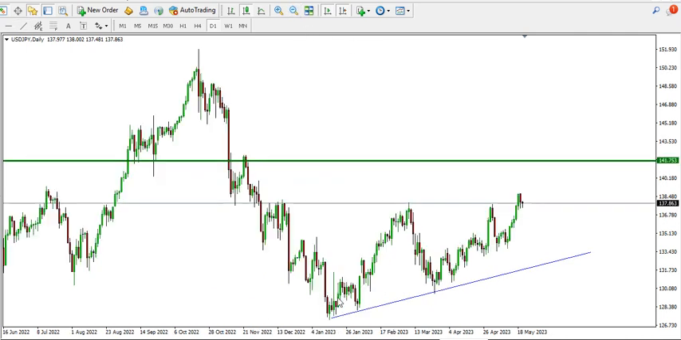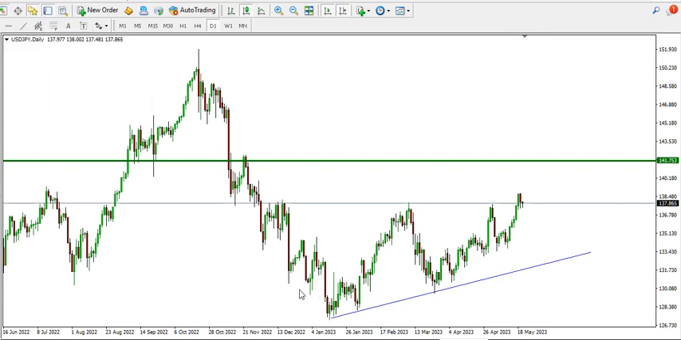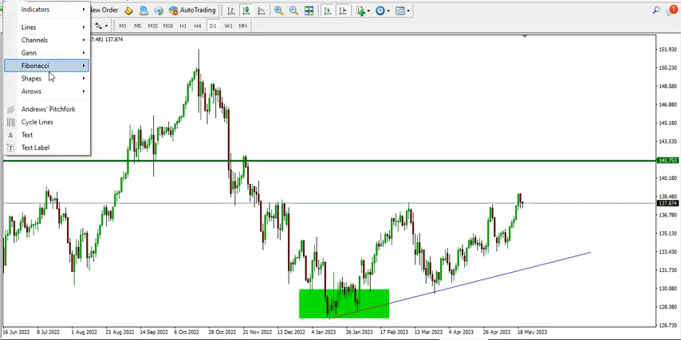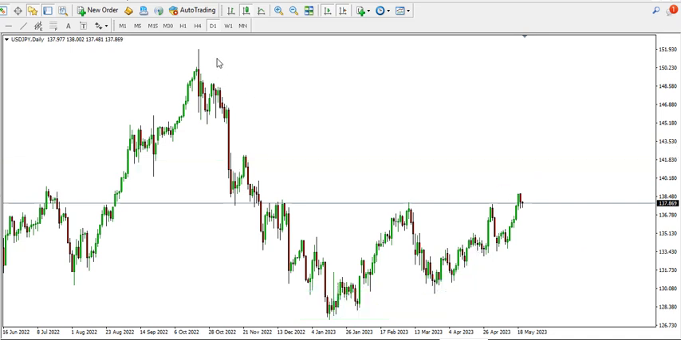Another thing to note on the daily time frame is the double bottom. Look at this USDJPY double bottom. The neckline has been broken. This is the neckline that has been broken, and we can take this as a retest of that neckline for the price to continue up. So that's the daily time frame.